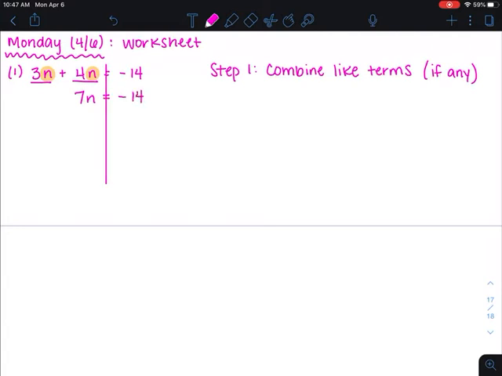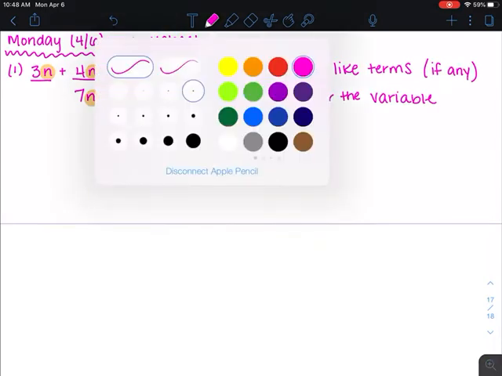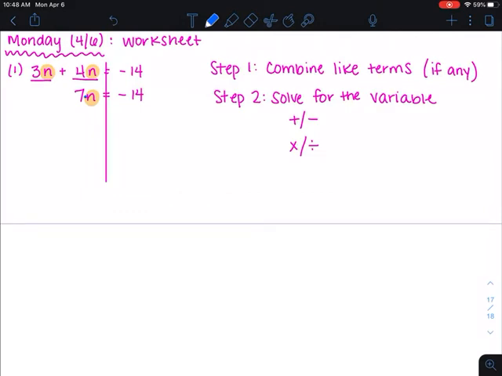I'm going to draw a line down because I want my equal sign to remain in the same spot at all times. I'm going to rewrite my negative 14 as well. So now, our step 2, our goal is to solve for the variable. So if they give you adding, you'll subtract. If they give you subtracting, you'll add. If they give you multiplication, you'll divide. If they give you division, you'll multiply.